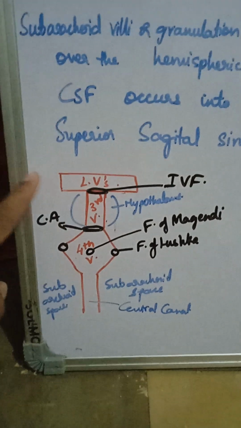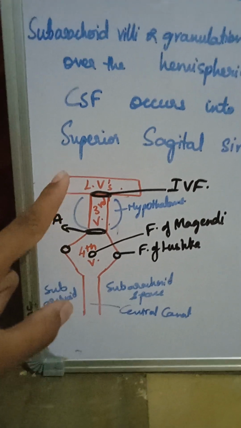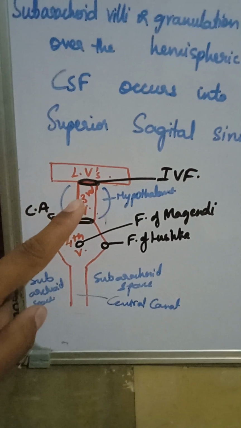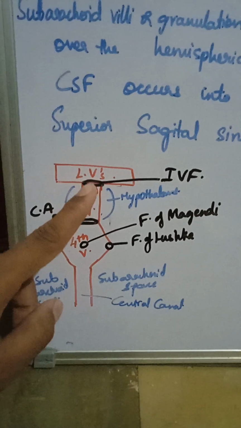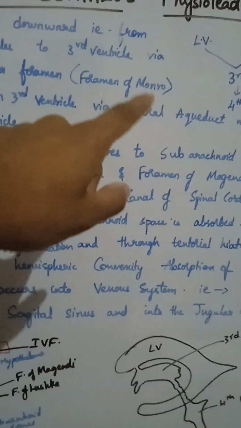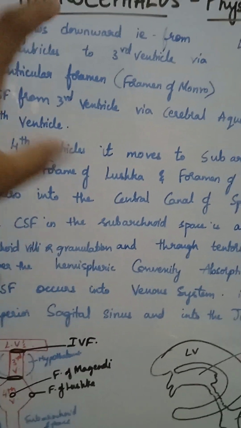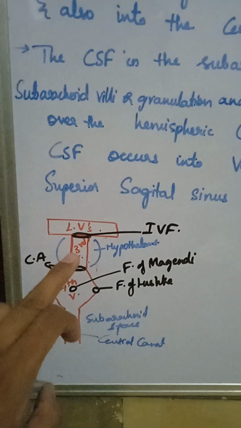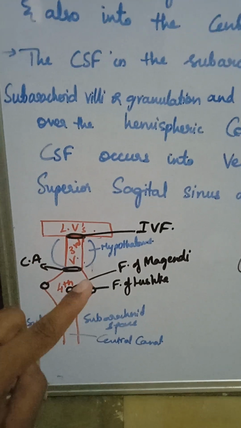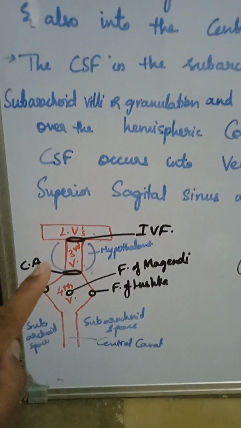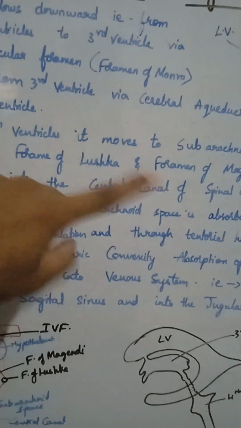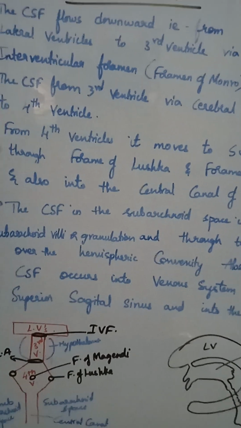So these are the lateral ventricles, this is the third ventricle, and this is the fourth ventricle. If the CSF has to go from the lateral ventricles to the third ventricle, it has to go through the foramen called the interventricular foramen, also called the foramen of Monro. Now the CSF is in the third ventricle. From the third ventricle it has to go to the fourth ventricle. It will be going through another structure called the cerebral aqueduct. The CSF from the third ventricle moves via the cerebral aqueduct to the fourth ventricle.